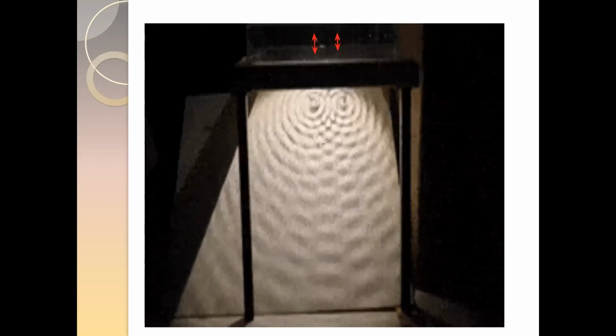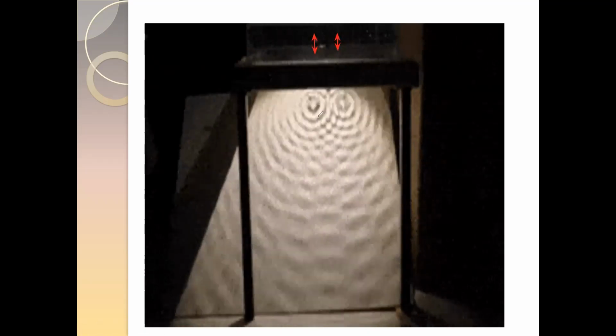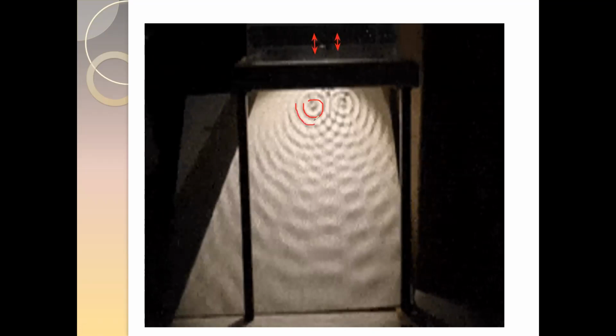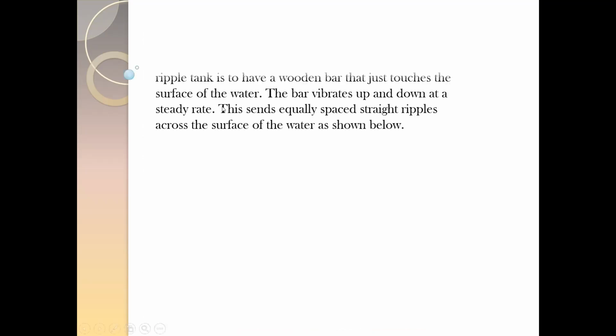And what do we call these lines which we see here? We call them wavefront. So this is also a wavefront. So in a ripple tank, we basically have a vibrating object.